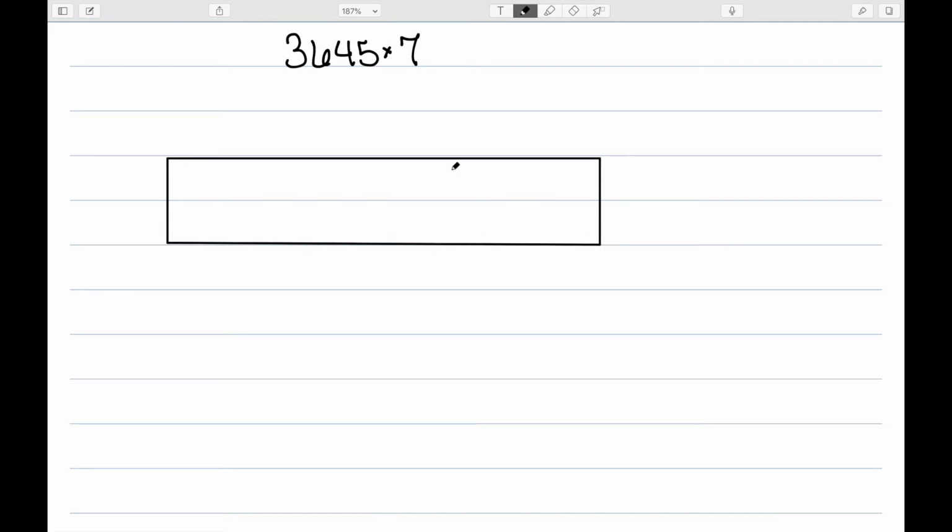So I'm going to start by drawing a rectangle and breaking it up. Our first number has 4 place values, so I'm going to break this rectangle up into fourths, 1 for each place value. And then we write those place values next to the rectangle. So this is a 3,000, a 600, a 40, and a 5. The second number just has a single value of 7.